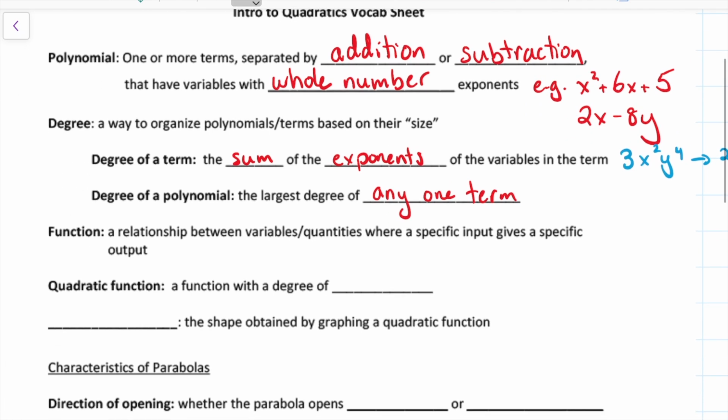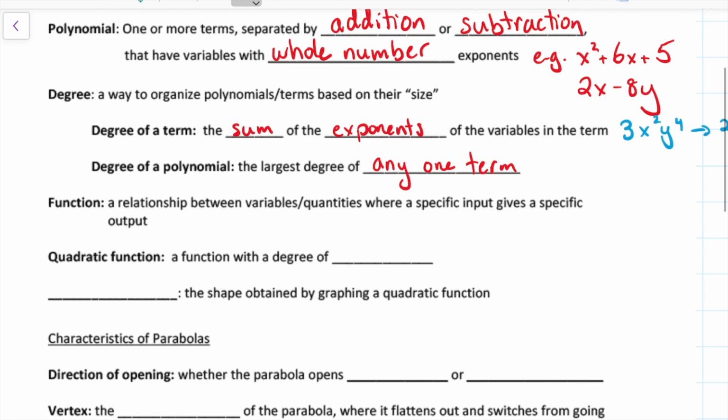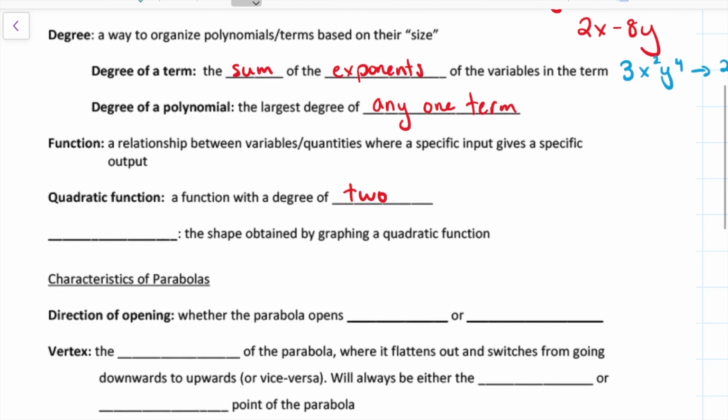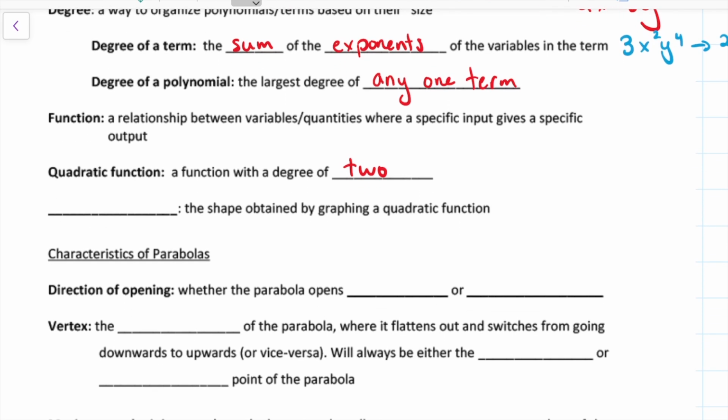A function is any kind of relationship between variables or quantities where a specific input gives a specific output. So basically, if I put something into it, I should always know what I'm going to get out. We covered those a lot last year. This year, we're going more specific. We're looking at quadratic functions. And a quadratic function is a function that has a degree of 2. So it's going to be a lot of squares, x squares, y squares, whatever. No cubes, no other weird things. And we are going to spend a lot of time looking at quadratic functions in this course. They pop up in pretty much every single chapter except for one or two.